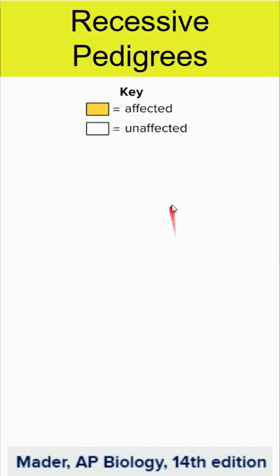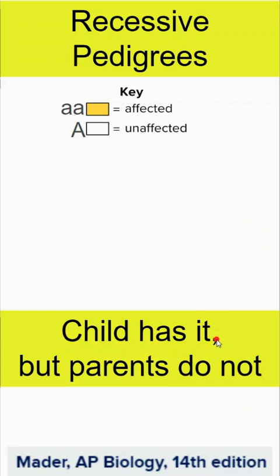So in recessive pedigrees, the affected individuals will be recessive, which means that anything that's shaded in has to have the little a genotype. The unaffected ones, we know, have to have at least one big A. And by knowing this, we can a lot of times deduce what the other non-shaded ones are. So the big key here is that if the child has it in a recessive pedigree, but the parents do not, you know it's a recessive pedigree.